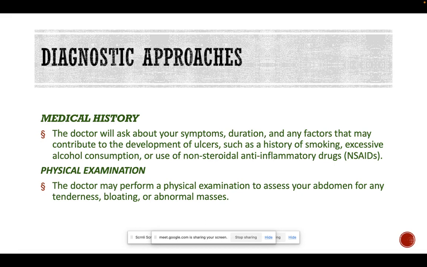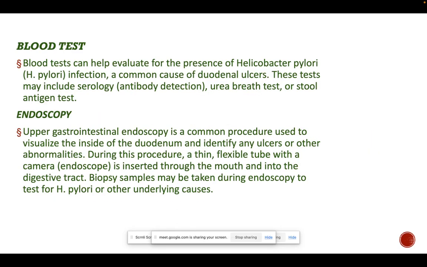The doctor may ask the patient about any factor that may contribute to the development of ulcer, such as a history of smoking or alcohol consumption or non-steroidal anti-inflammatory drugs. Physical examination: the doctor may perform a physical examination to assess the abdomen of the patient for any tenderness, bloating, or abnormal masses. As we know, Helicobacter pylori is a common cause of duodenal ulcers, and a blood test may help to evaluate the presence of this infection.